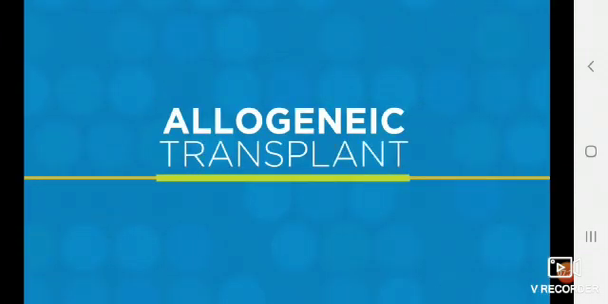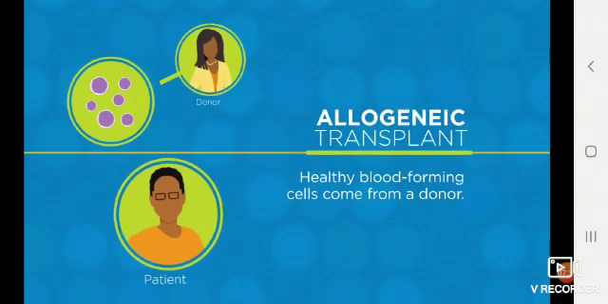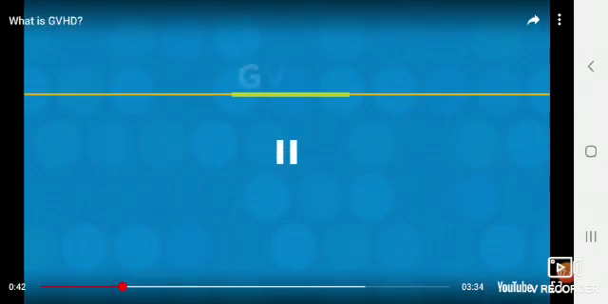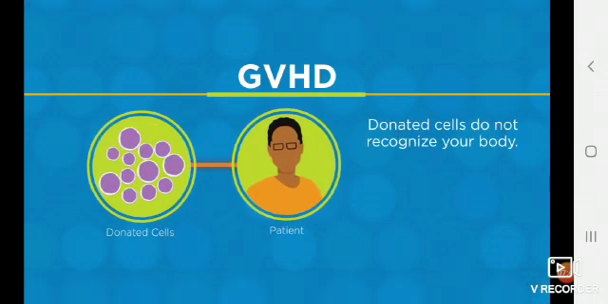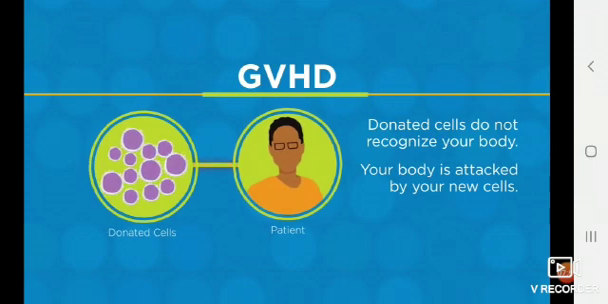GVHD is a common side effect of an allogeneic transplant. An allogeneic transplant uses healthy blood-forming cells, also called stem cells, donated by someone else. GVHD develops when your new donated cells do not recognize your body, and as a result, your body is attacked by your new cells.